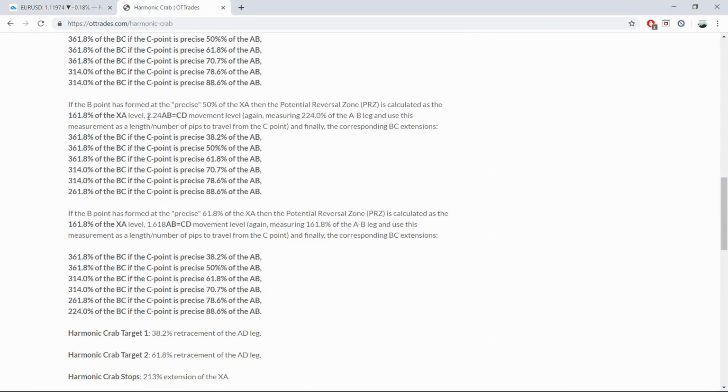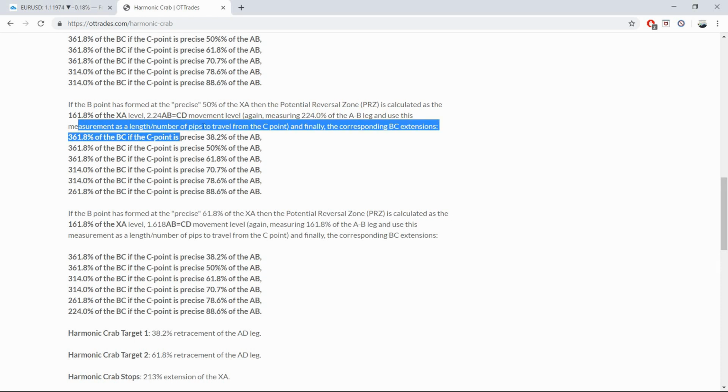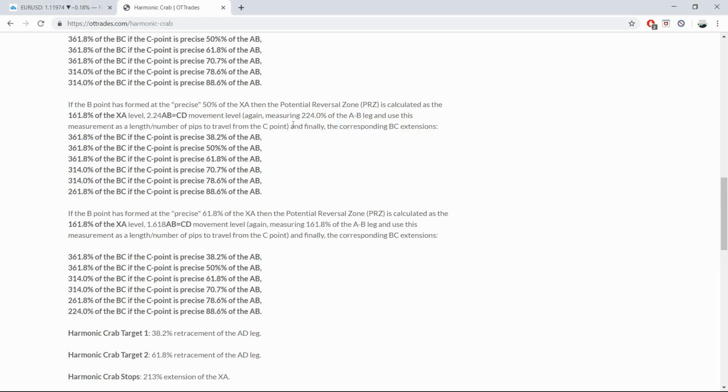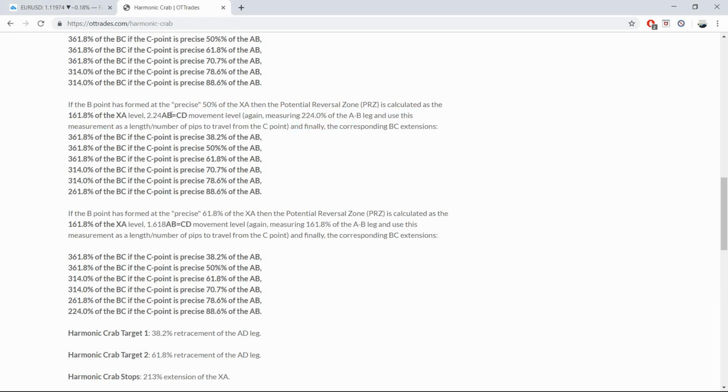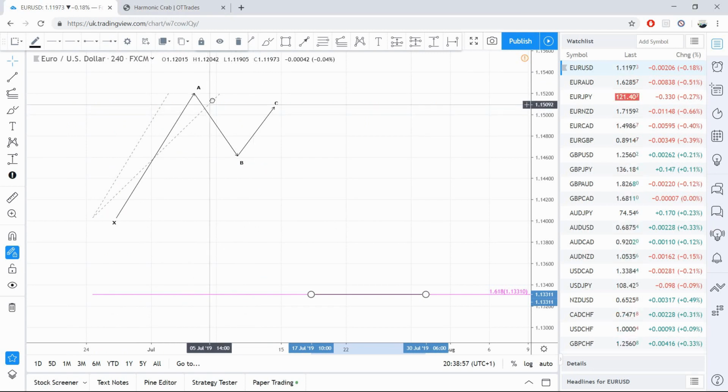So moving on to the next one. The next point of the PRZ is formed at the 2.24 AB equals CD movement. So measuring the 224% of the A to B leg, use this measurement as a length or number of pips to travel from the C point. So that is quite confusing to understand. So 2.24, so 224% of the A to B leg move measured from the C point essentially.